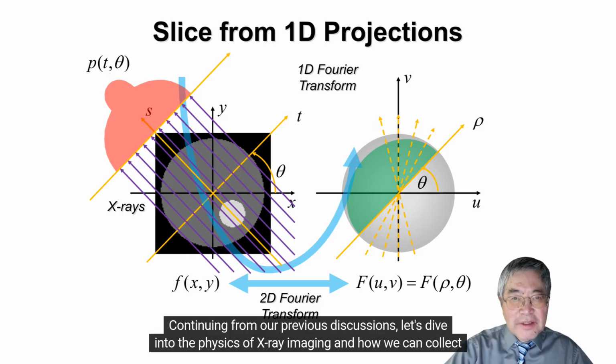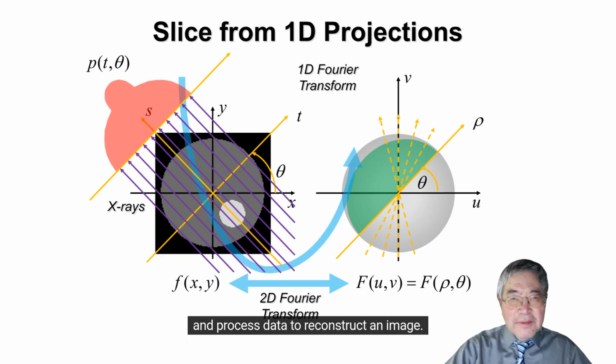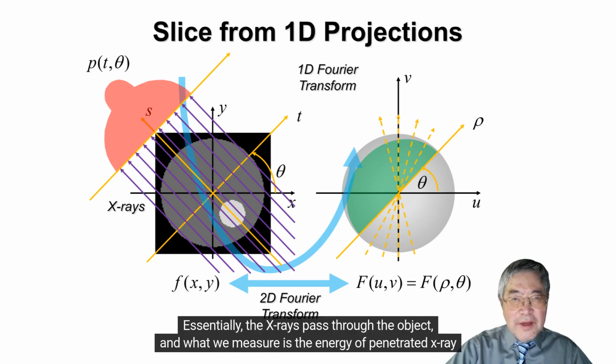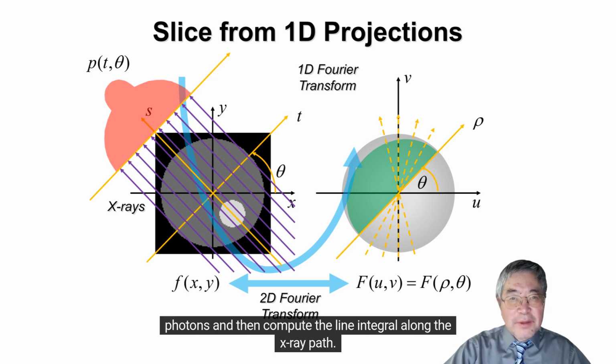Continuing from our previous discussions, let's dive into the physics of X-ray imaging and how we can collect and process data to reconstruct an image. In X-ray imaging, we start with the concept of a line integral. Essentially, the X-rays pass through the object, and what we measure is the energy of penetrated X-ray photons, and then compute the line integral along the X-ray path.